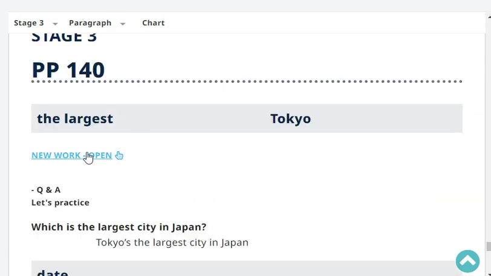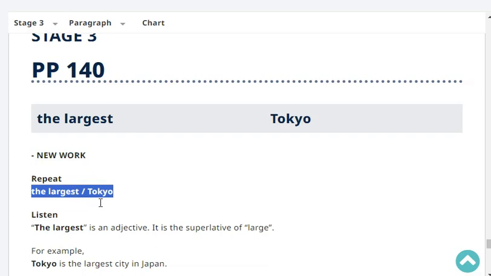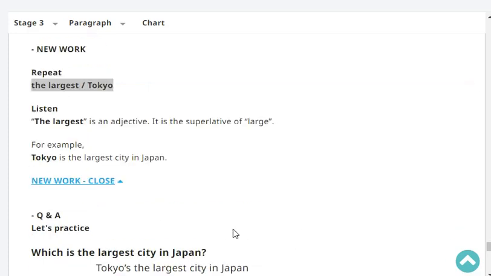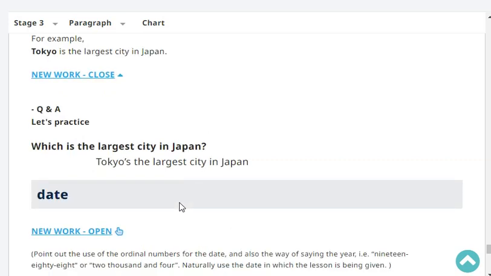Next, repeat. The largest. Tokyo. Very good. Okay, listen. The largest is an adjective. It is the superlative of large. For example, Tokyo is the largest city in Japan. Okay, let's practice.